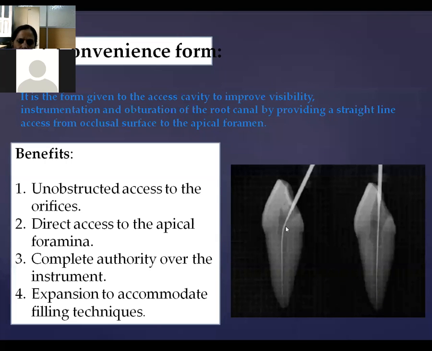Here it is obstructed, so the instrument is deflected. In that case, errors are more. You won't get proper control of your instrument.